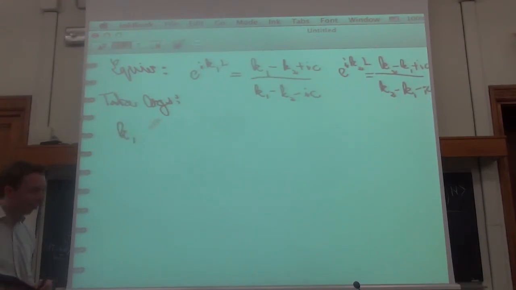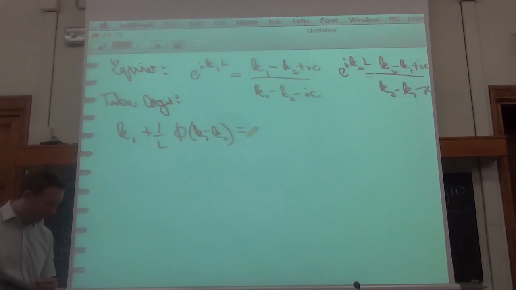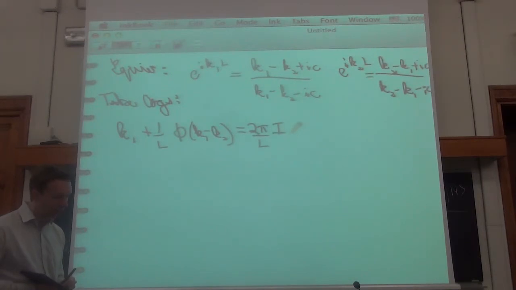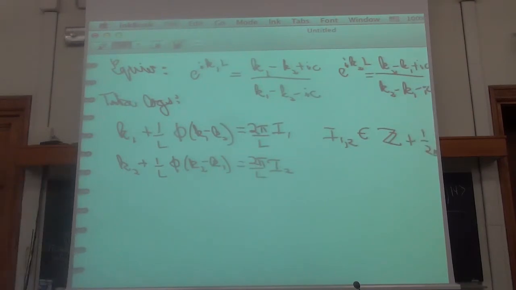k1 plus 1 over L times phi of (k1 minus k2) is equal to 2 pi over L times I1. And k2 plus 1 over L phi of (k2 minus k1) is equal to 2 pi over L times I2, where I1, I2 are, in this case, half-odd integers.